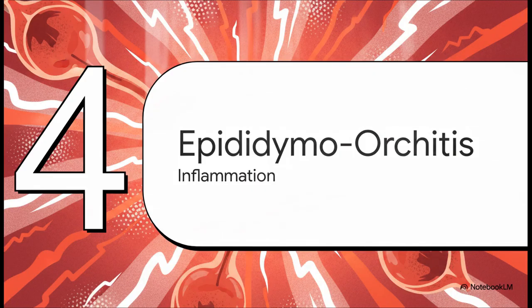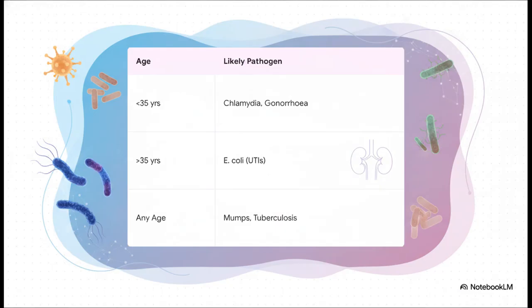Okay, Section 4, inflammation, specifically epididymo-orchitis. This is the infection that gives a patient a hot, red, and extremely tender, swollen scrotum. This table is super helpful because it breaks down the likely culprits by age, and that totally dictates your treatment plan. If your patient is under 35, you're primarily screening for sexually transmitted infections like chlamydia or gonorrhea. But if they're over 35, it's way more likely to be a standard urinary tract infection caused by E. coli.